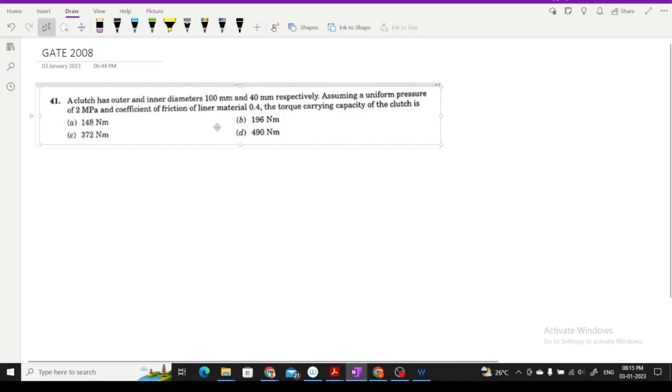Okay. So here a clutch has outer and inner diameters 100 mm and 40 mm, assuming uniform pressure of 2 megapascal, coefficient of friction of lining material is 0.4, find the torque transmitting capacity. It is a straightforward problem, right? Yes, sir. So can you tell me the answer?